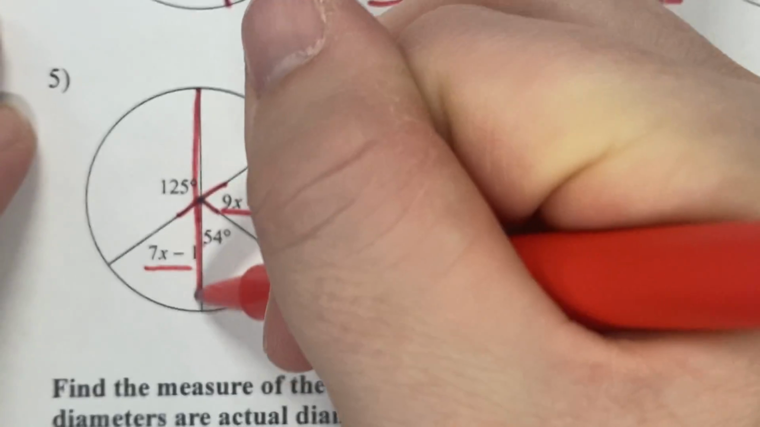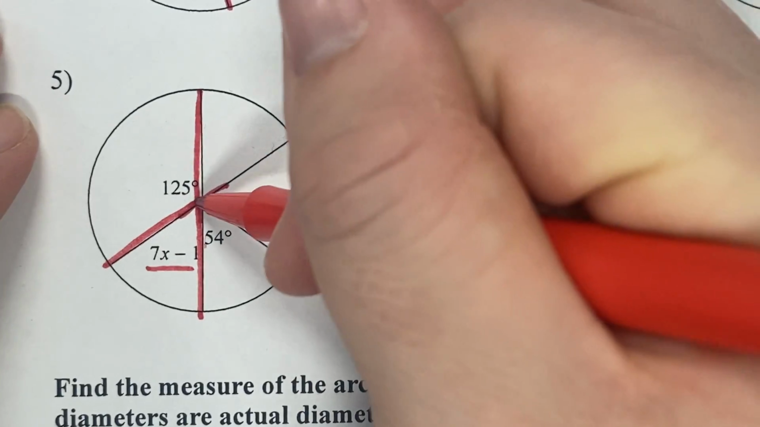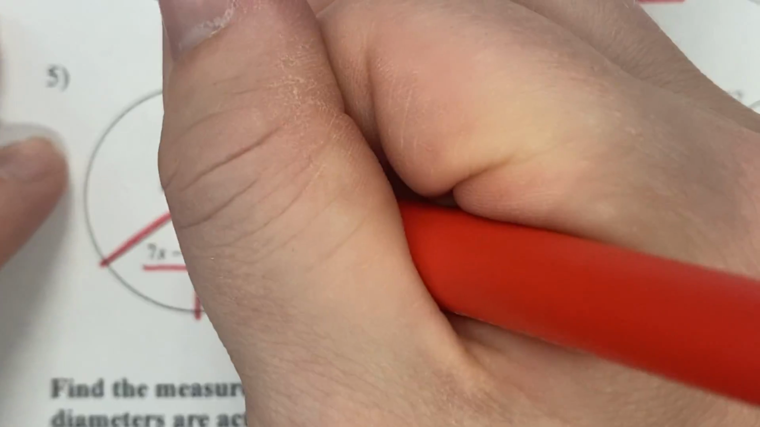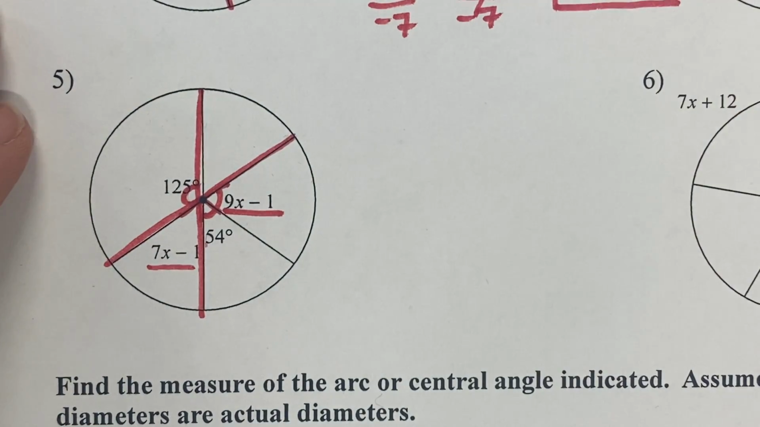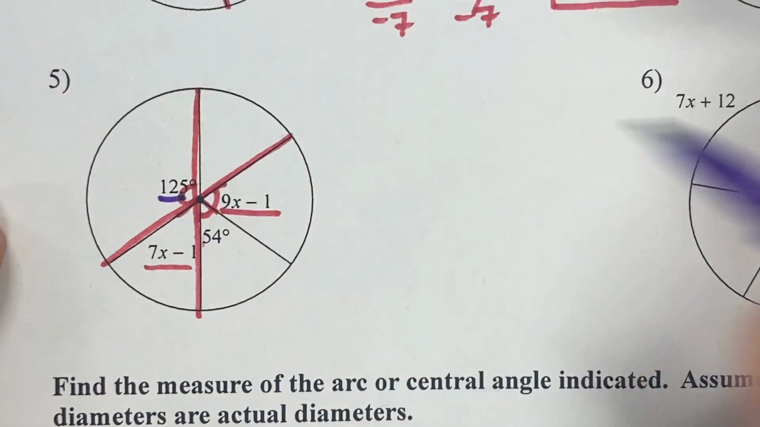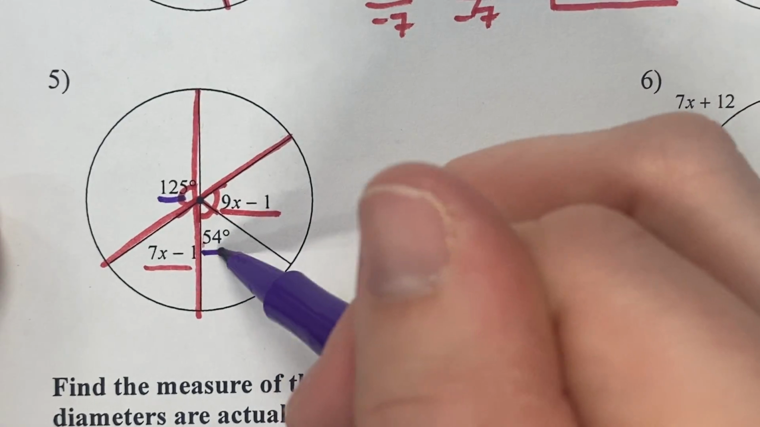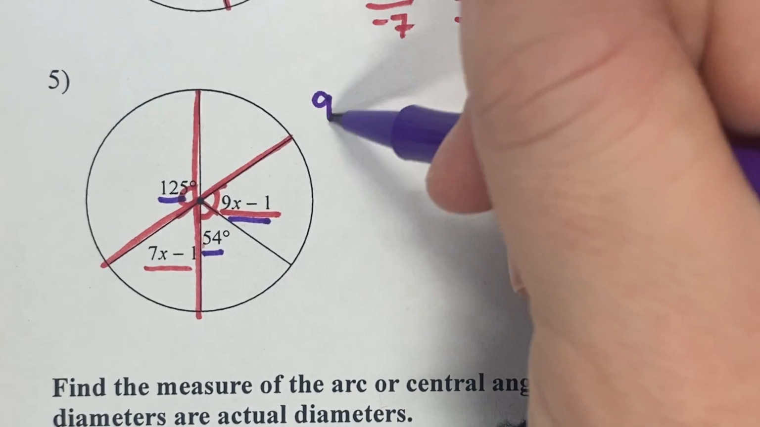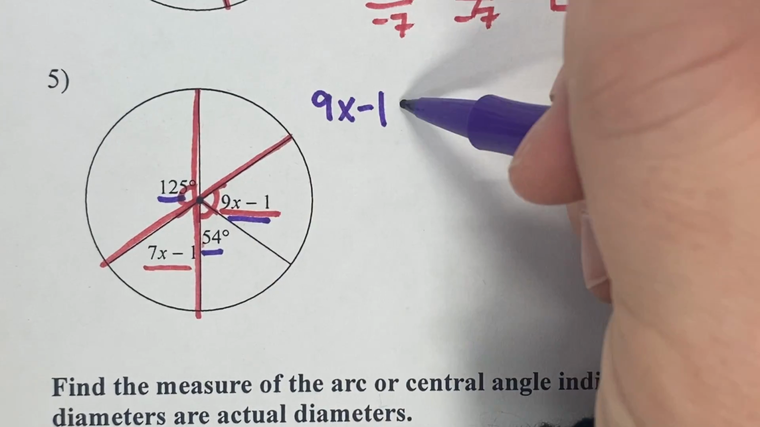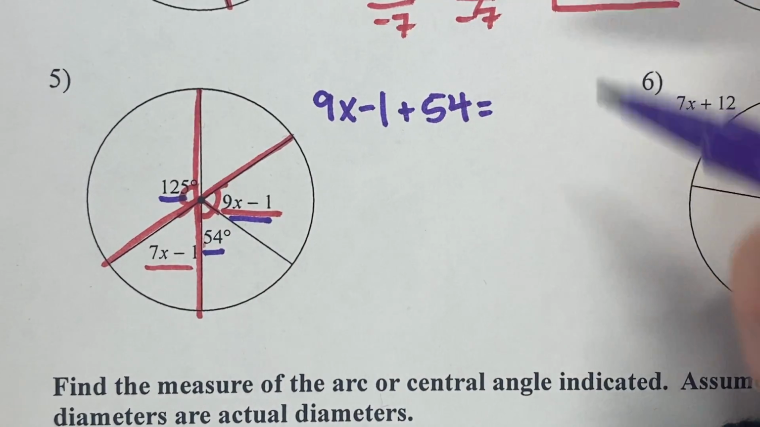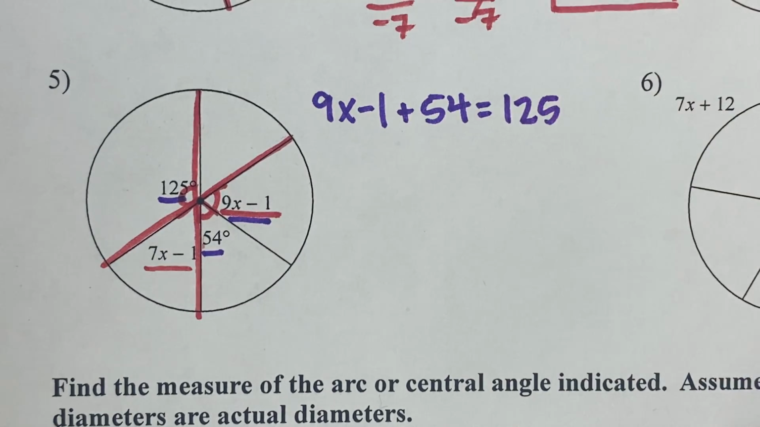So again, this angle, my 125, and these 2 angles, 54 and 9x minus 1, they create these vertical angles, meaning they're across from each other. Okay, well again, vertical angles always equal each other. Okay, so I can take 125 is equal to 54 plus 9x minus 1. So let's go ahead and write that out. So I have 9x minus 1 plus the 54 is going to equal that other vertical angle, 125.